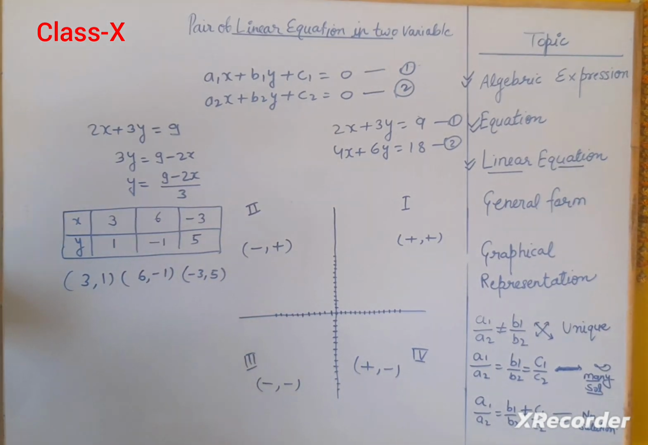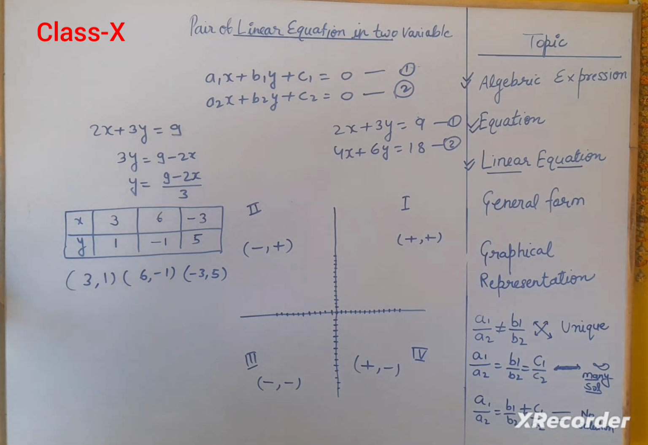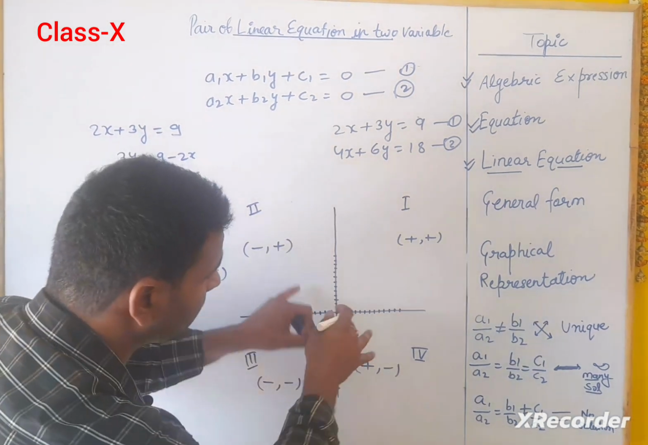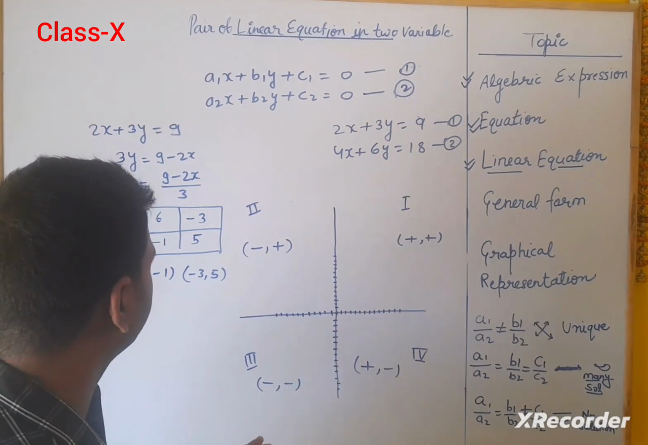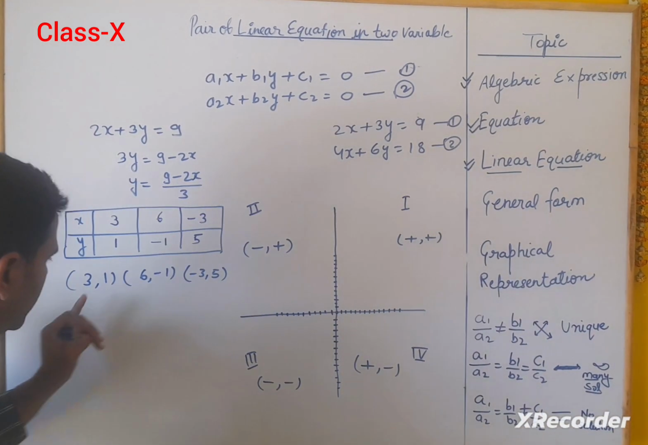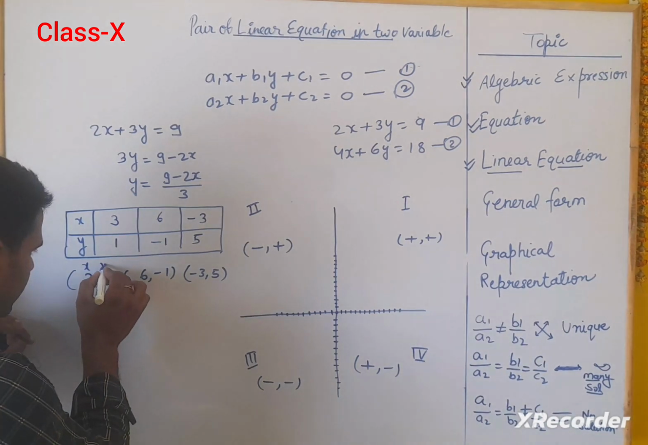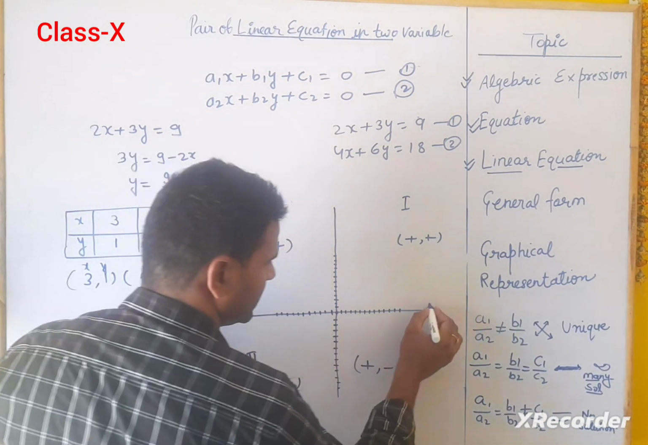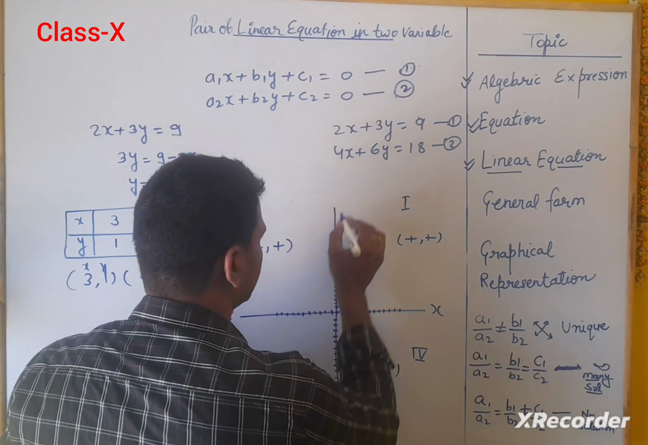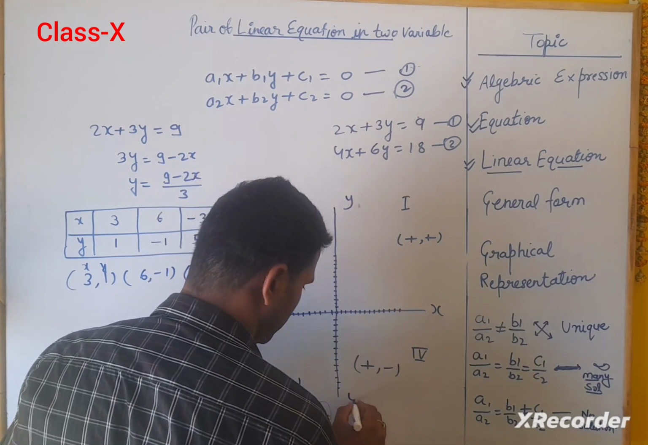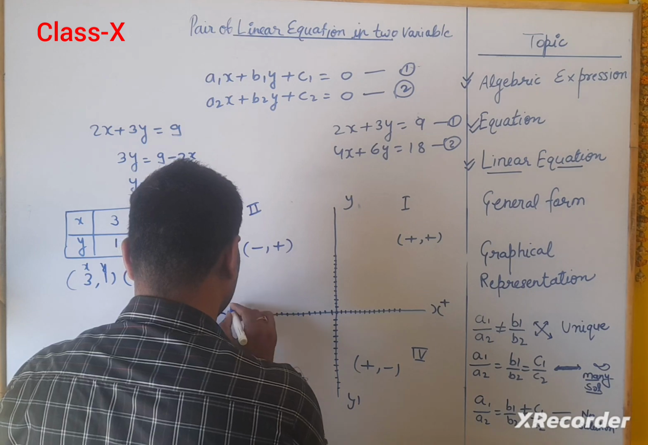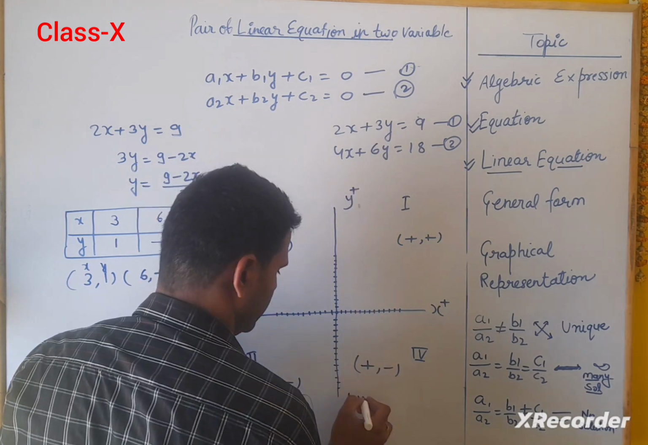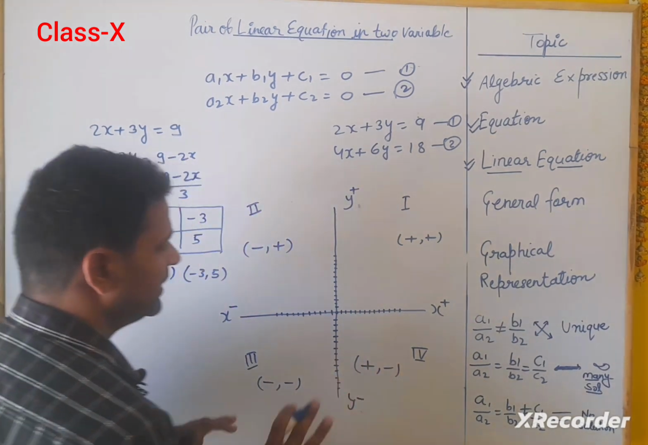So that is the first equation. Let's see how we can plot it on a graph. It's very simple. Here is a 3 and 1. That is the x-axis and that is the y-axis. We can say that is x dash, that is y and y dash. So x is the positive term, x dash means negative term, y positive and y negative. So we can easily find it.